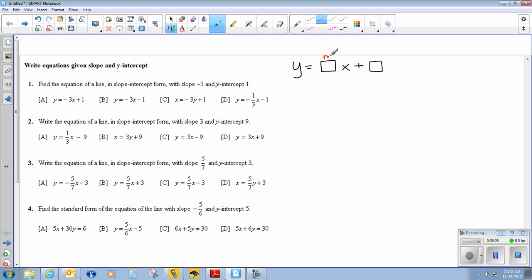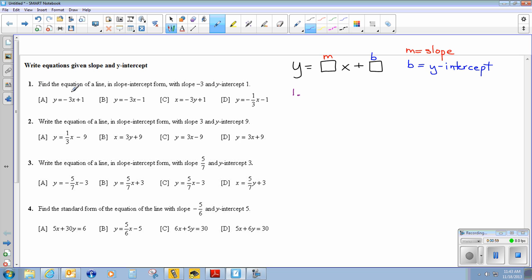We're going to replace this with the m. M is the slope. And we're going to put the y-intercept over here. If they ask for slope-intercept form, we're all set. If they ask for standard form, we're going to have to do a little bit more work. So let's take a look at number 1.